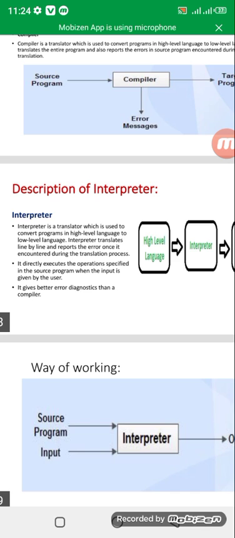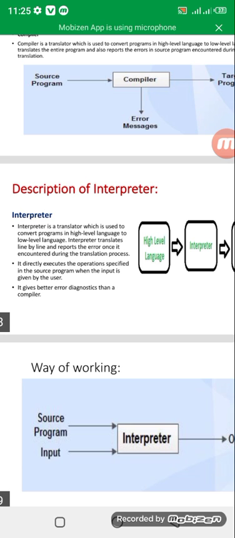The next point is the description of the interpreter. Now we are studying what an interpreter is, its definition, its way of working, and its qualities. An interpreter is a type of translator which converts a high-level language program to a low-level language.